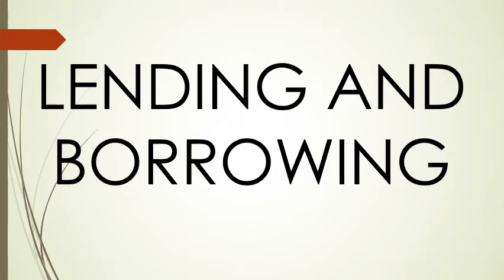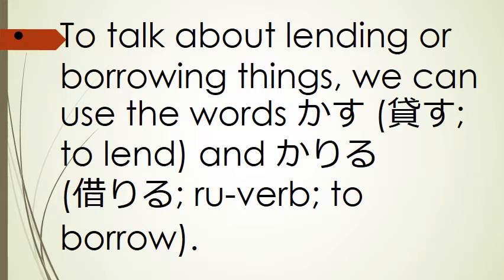The last thing we're going to learn about today is how to talk about lending and borrowing in Japanese. So to talk about lending and borrowing, we can either use the verb kasu, to lend, or kariru, to borrow, and kariru is a ru verb.